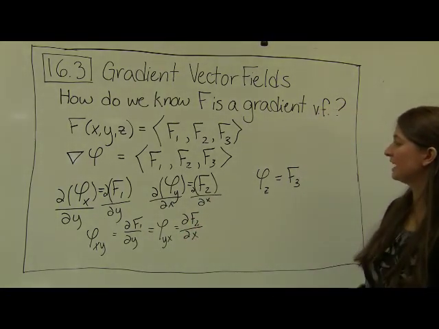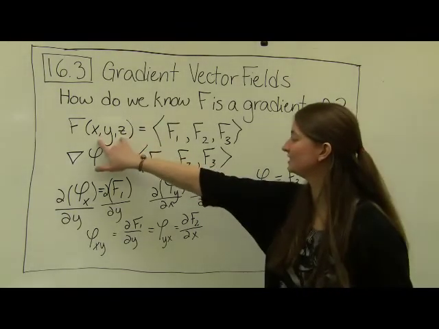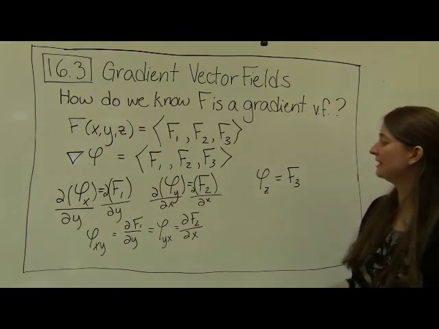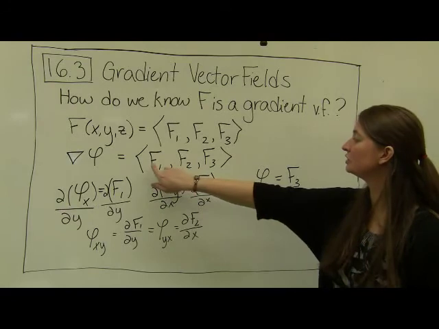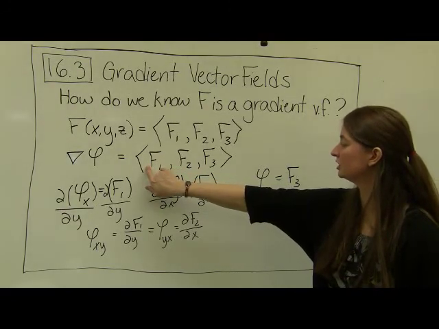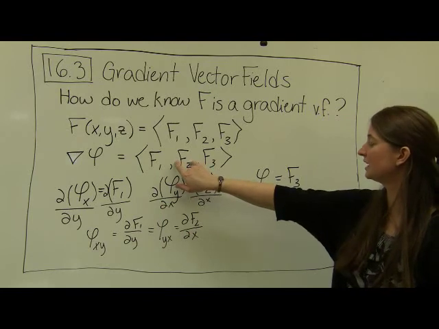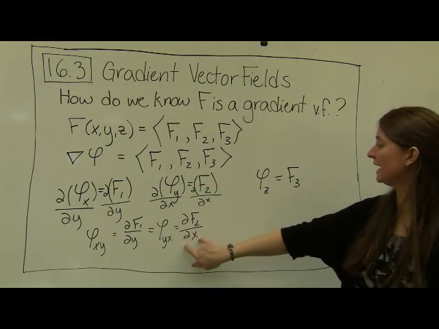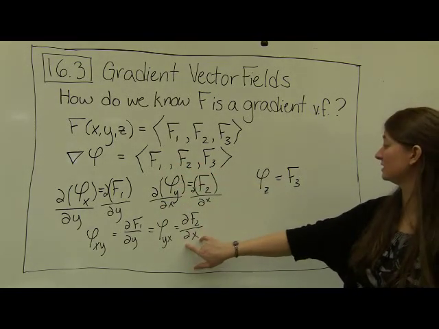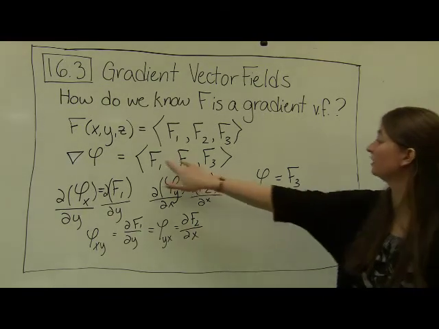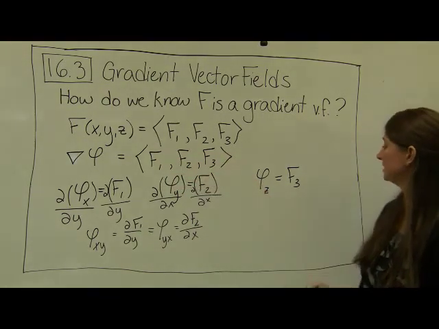So what did we just say? If f is a gradient vector field, then it must be the case that the partial derivative of the first component function with respect to y must be equal to the partial derivative of the second component function with respect to x. But this generalizes. This has to also be true for every other pairwise combination of these.